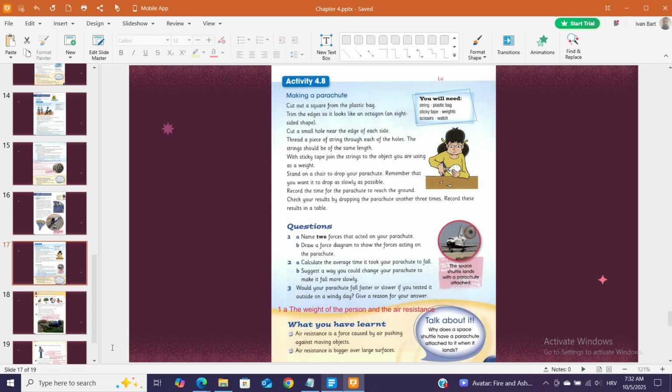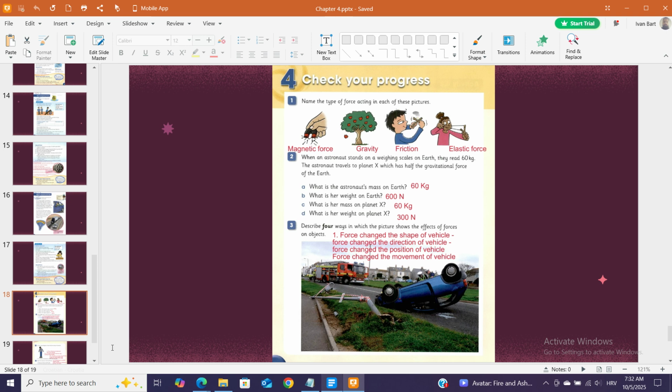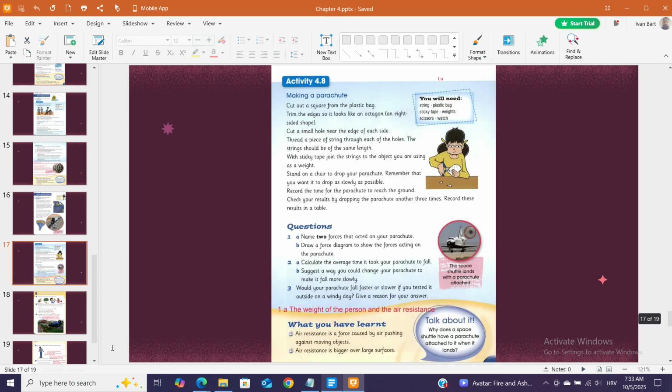Questions. 1. A. Name 2 forces that acted on your parachute. B. Draw a force diagram to show the forces acting on the parachute. 2. A. Calculate the average time it took your parachute to fall. B. Suggest a way you could change your parachute to make it fall more slowly. 3. Would your parachute fall faster or slower if you tested it outside on a windy day? Give a reason for your answer. 1. The weight of the parachute and the air resistance.